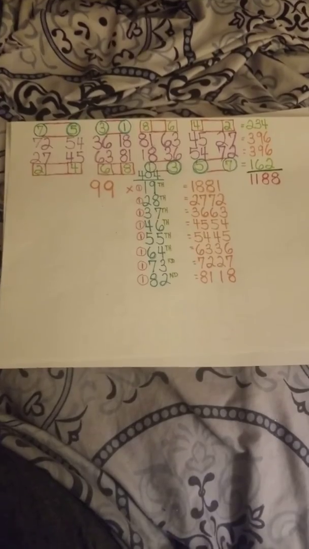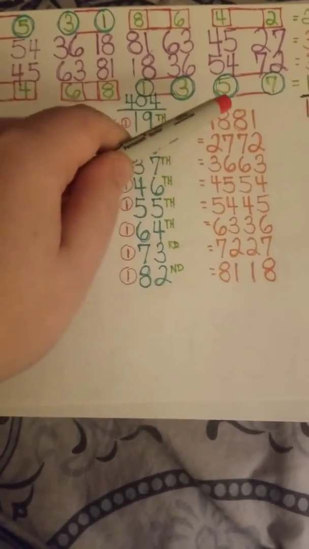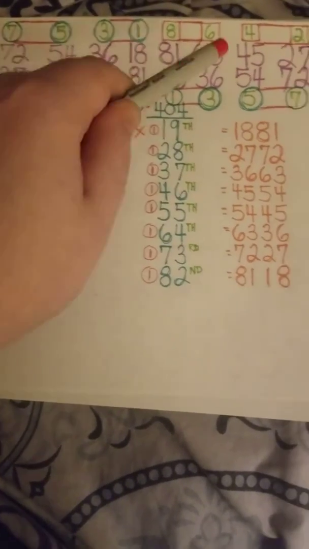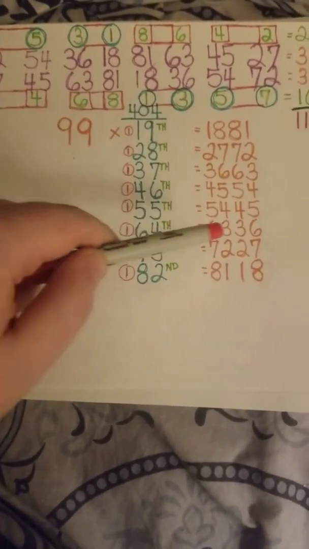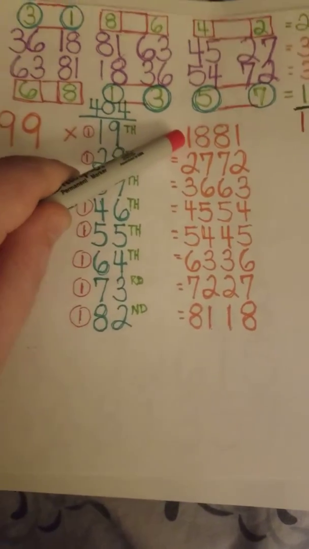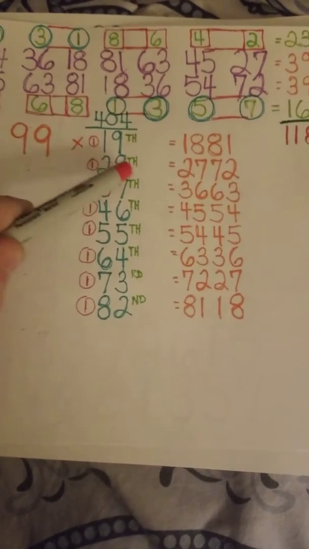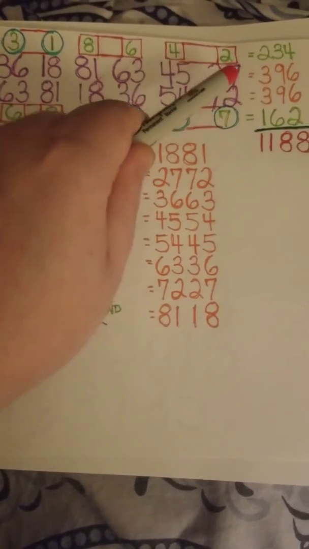So what I did next was I took the number 99 and I multiplied it a bunch of times until I could find the numbers that matched up here in the multiplications of 99. So in the 19th position was 1881. I put a 1 right here. In the 28th position was 2772. I put a 2 up here.